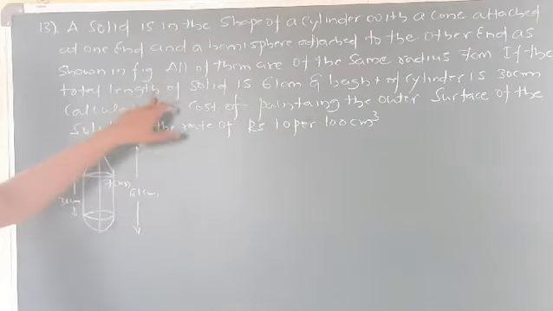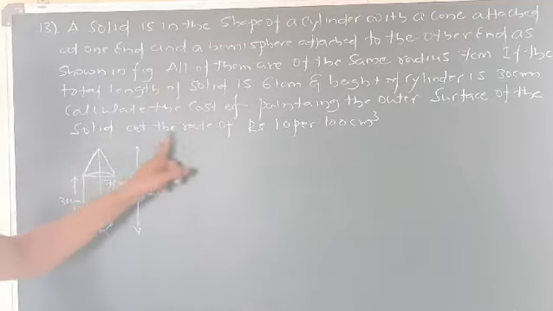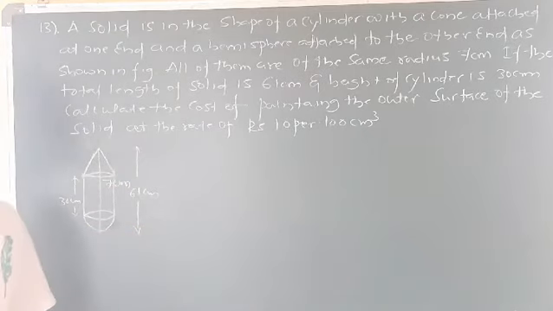If the total length of the solid, from here to here, is 61 centimeter, and the height of the cylinder is 30 centimeter, calculate the cost of painting the outer surface area of the solid at the rate of rupees 10 per 100 centimeter square. So we need to calculate this.